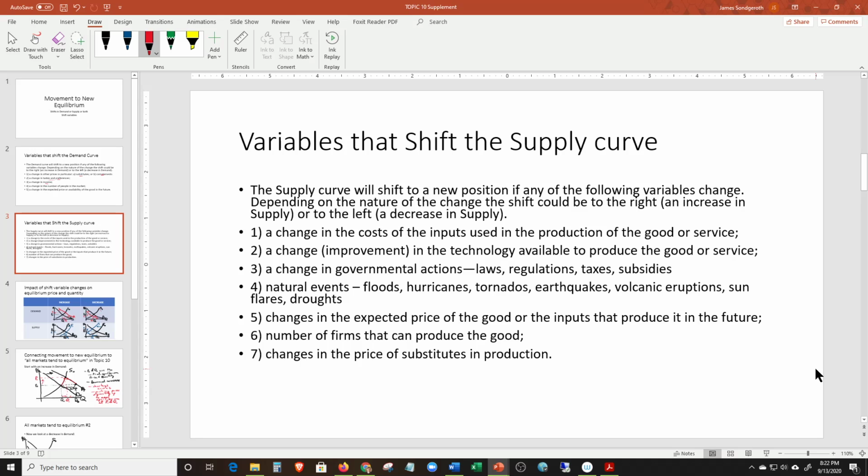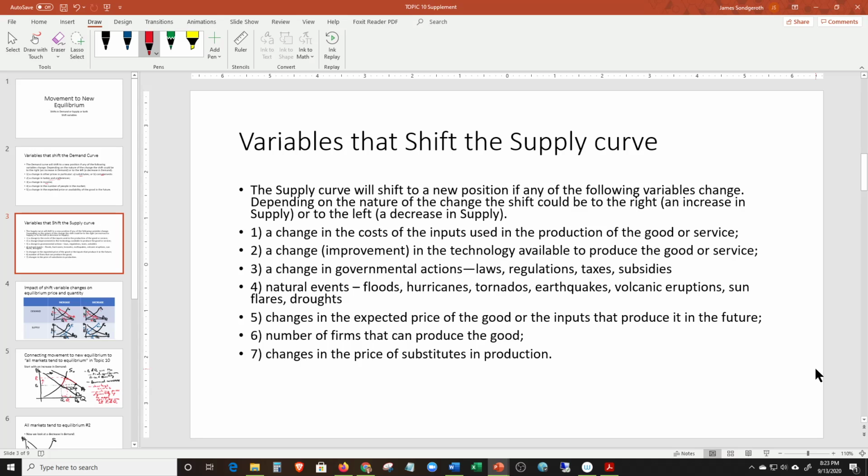The change in governmental actions: laws, regulation, taxes, subsidies. The taxes and subsidies, I think, are self-explanatory. Higher taxes on an activity shift it to the left. Lower taxes, to the right. Higher subsidies shift it to the right. Lower subsidies or no subsidies, to the left.